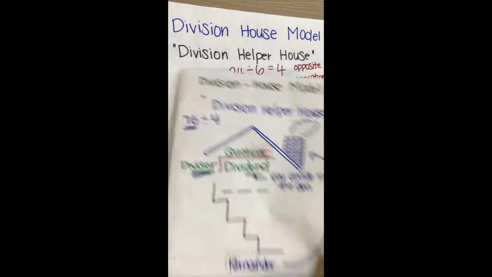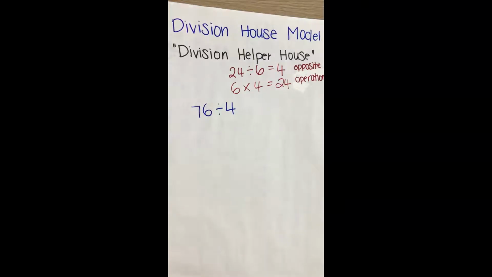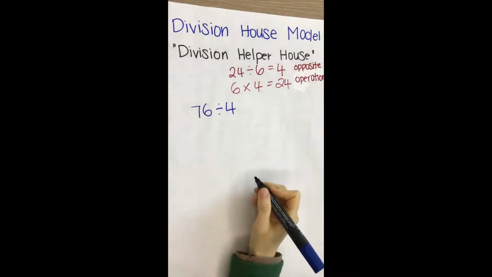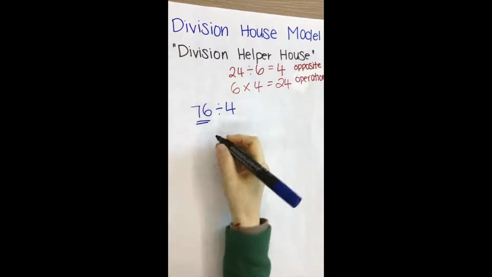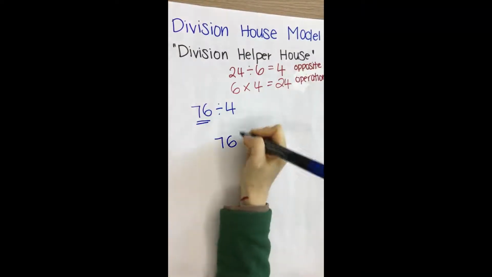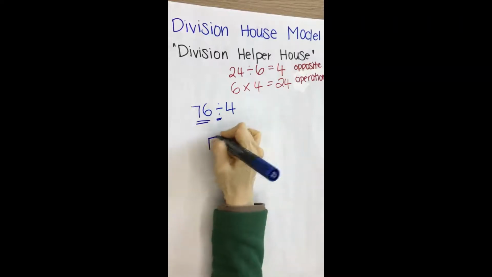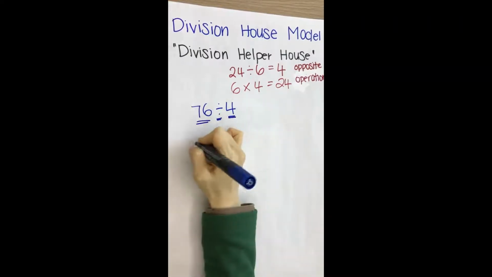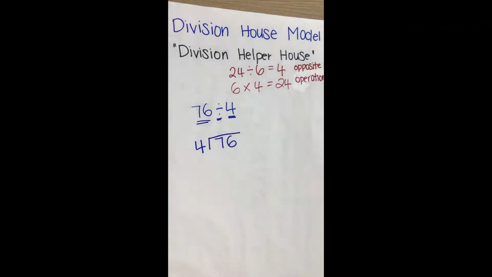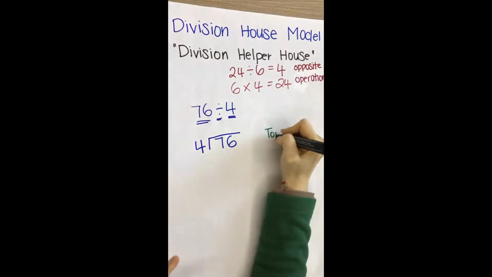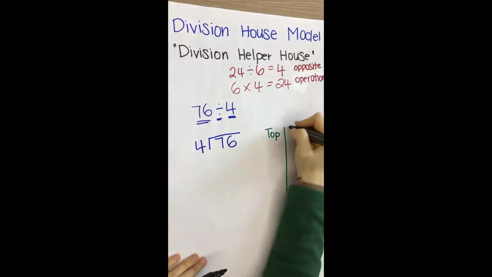Now let's take a look by solving 76 divided by 4. Boys and girls, I'm going to put 76 divided by 4 into my house model. So remember, 76, and I'm going to put my house and my 4. Then, what I'm going to ask you to do is put the top and the bottom chart.